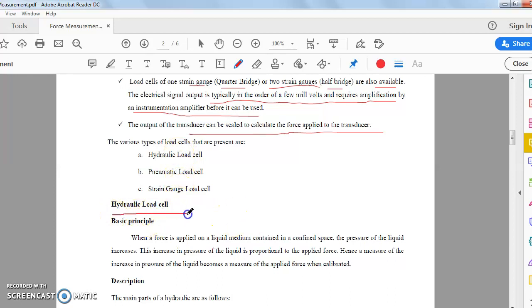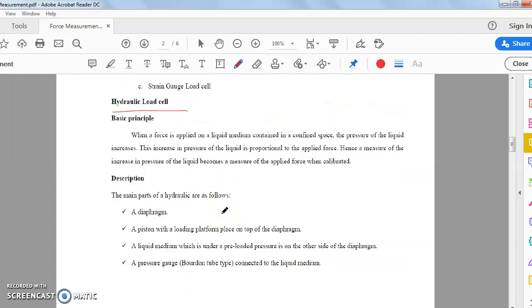So first is the hydraulic load cell. So what is the basic principle? When a force is applied on a liquid medium contained in a confined space, the pressure of the liquid increases. This increase in pressure of the liquid is proportional to the applied force. Hence, a measure of the increase in pressure of the liquid becomes a measure of the applied force when calibrated.